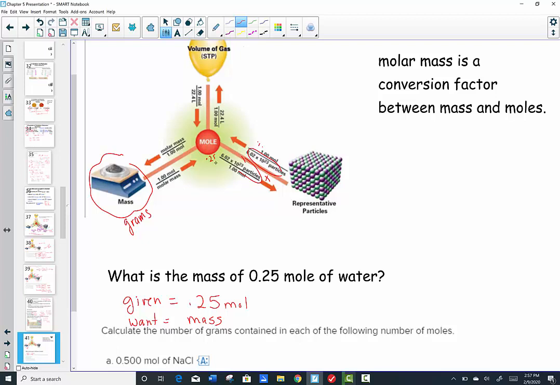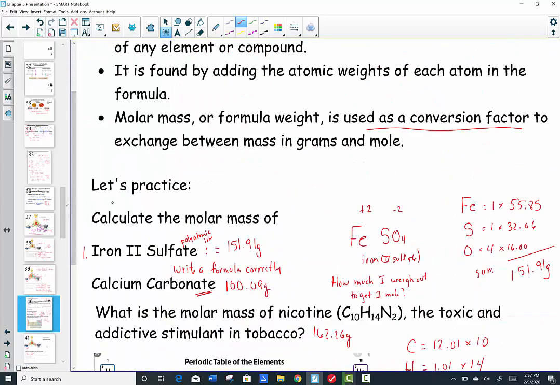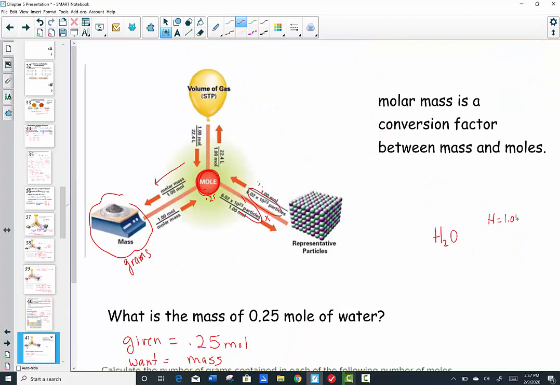So here I am at the mole, and I want to head out. You can see that you literally trip over your conversion factor. We need the molar mass of water. Well, the formula for water is H2O. Hydrogen has a molar mass of 1.01. Oxygen is 16.00. So when we add two H's and an O, we get roughly 18, don't we? 1.01 times 2, add the 16, and you get 18.02 grams as the molar mass of water, the mass of 1 mole.